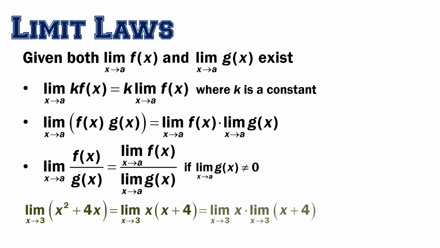I can say the limit of x as x approaches 3 is then multiplied to the limit of the quantity x plus 4 as x approaches 3. Going all the way back to my first slide, that first limit, the limit of our f of x, is going to equal 3, while the limit of our quantity x plus 4 was established to be 7 in the last one, and that's why 3 times 7 is 21.